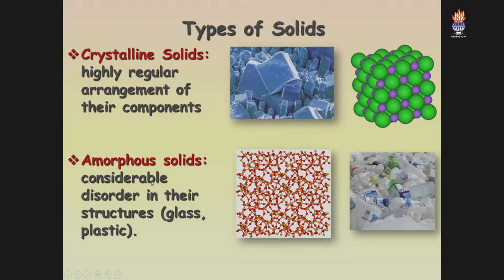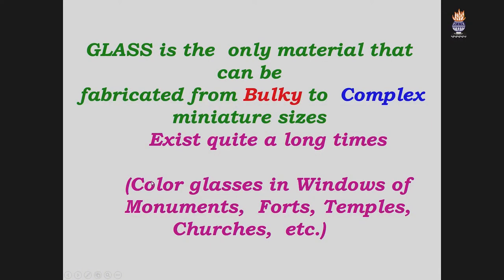And if you come to the solids, majorly there are two different types of solids, crystalline solids and non-crystalline solids. So crystalline solids have highly regular arrangements of their components, and non-crystalline solids we can also call amorphous solids. They have considerable disorder in their structures. The examples are glass, plastic, etc. So glass is the only material that can be fabricated from bulky to complex miniature sizes that exist for quite a long time. You can see the history of glass, it was developed 2000 years back.